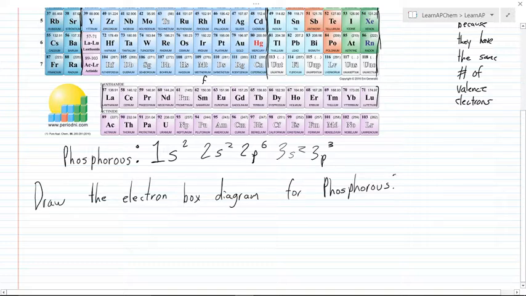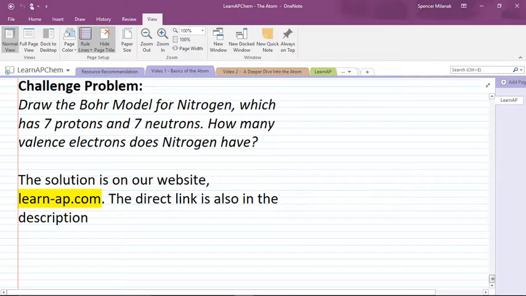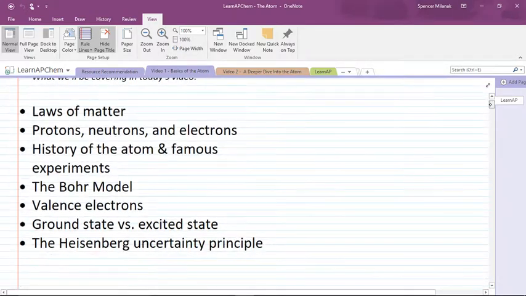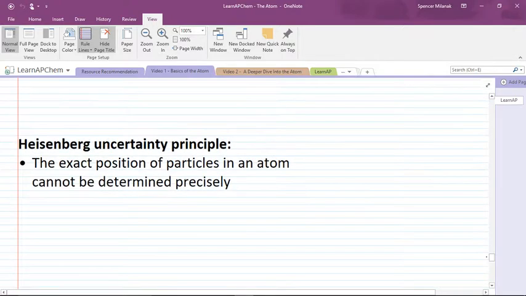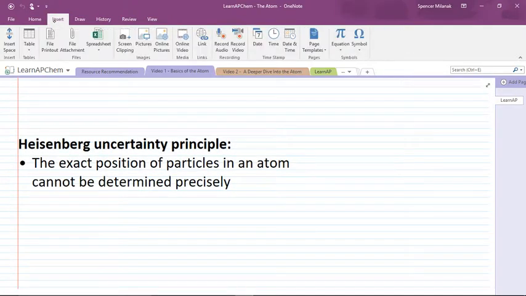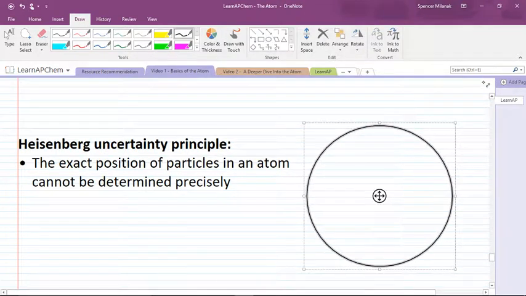Do you mind going over the Heisenberg uncertainty principle? Okay, so right now I will go over that and then we'll jump back in. So good question. So let me jump to my notes on that, which I believe was in the first video. Yes. Okay. Alright, I will draw a circle here for the Bohr model.